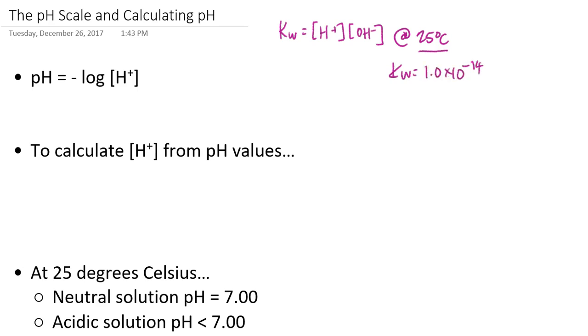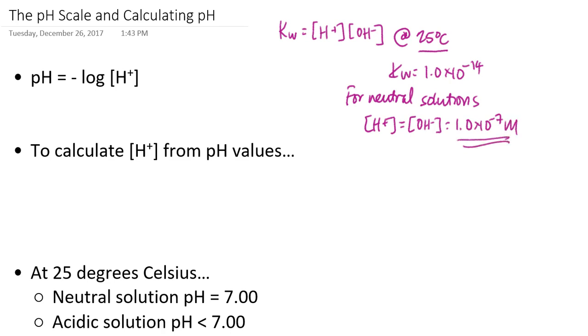And for neutral solutions, that means that the hydrogen ion concentration must be equal to the hydroxide ion concentration, and that would be 1.0 times 10 to the negative 7th molar. So notice how very small this concentration is.